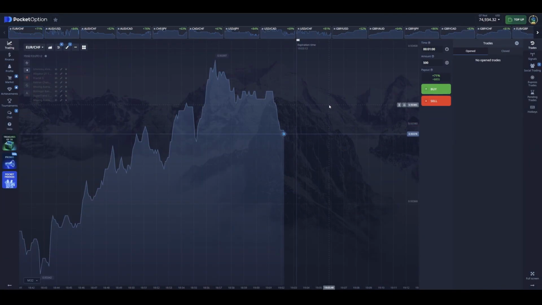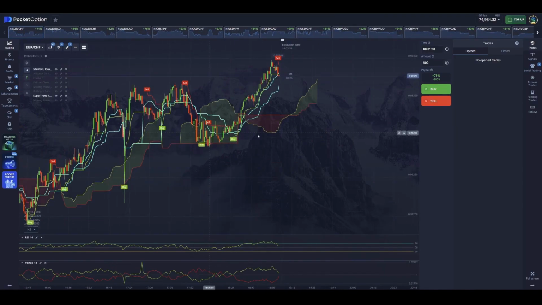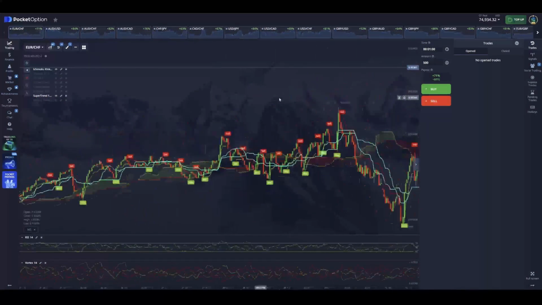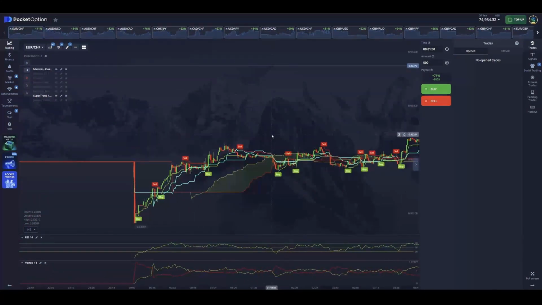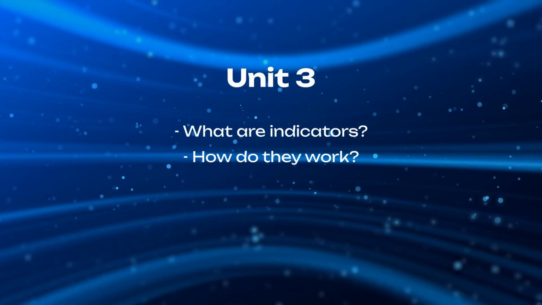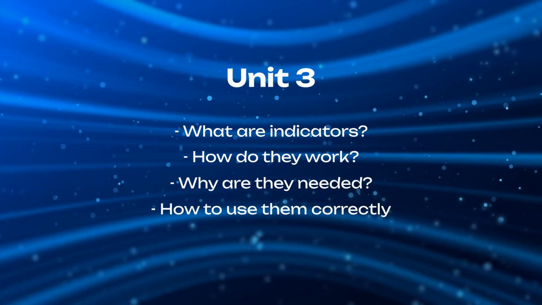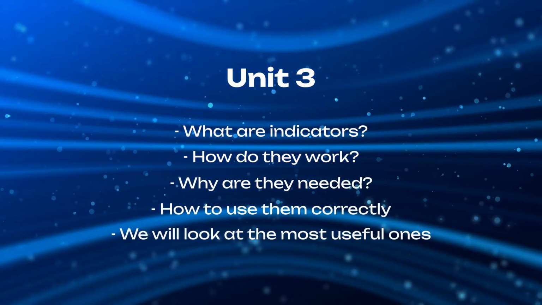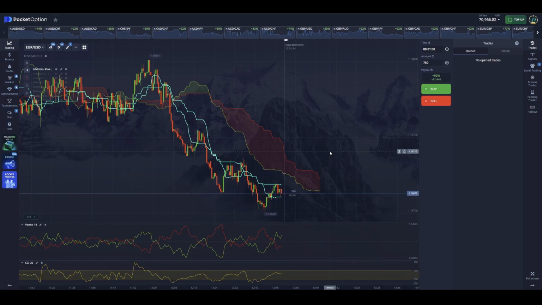In this course, we cover the most basic information and finish with ready-to-use strategies that you can apply in practice. In Unit 3, we'll go over indicators, how they work, why they're needed, and we'll look at the most useful and essential indicators for every trader. In short, they really make your life a lot easier, and as a result, help you trade.